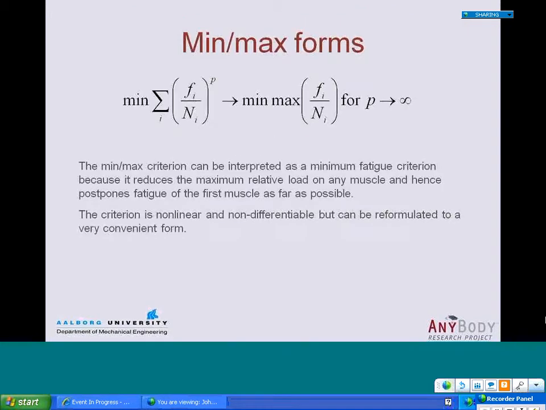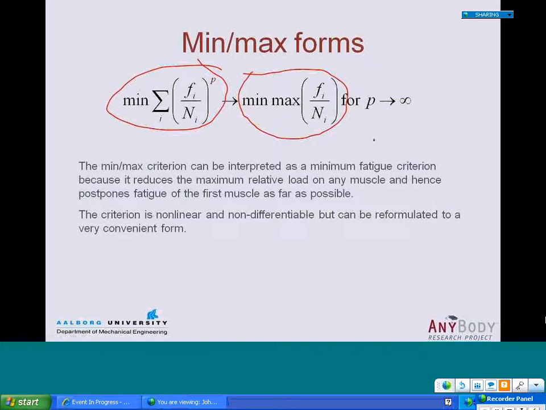I want to talk a little bit about min-max forms, because what happens if we let p go to infinity? Of course, I couldn't do that with a polynomial criterion in AnyBody, because that had an upper limit of p of 5. But mathematically, when p goes to infinity, the minimization of my original criterion, the sum of muscle stresses to the power of p, will approach the minimum of the maximum muscle stress in the system.